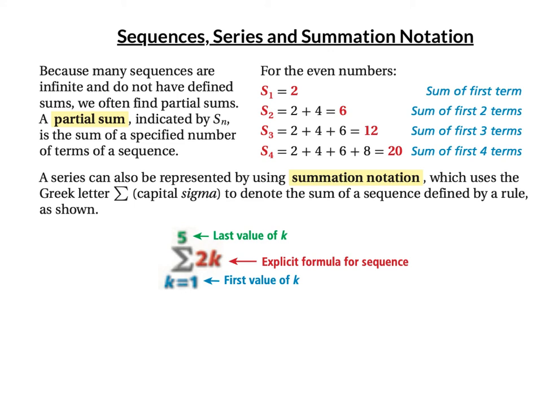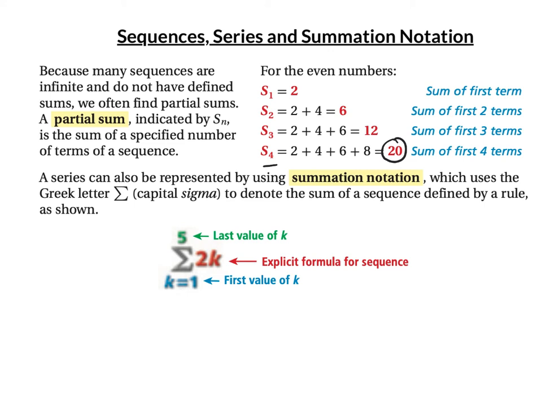When we talk about partial sums, we take a sequence that has an infinite number of terms, and maybe we just add the first four. There are formulas to calculate these types of things based on whether the series is geometric or arithmetic. But S sub 1 means the sum of the first number in the series. In this case, there's only one number, it's 2. S sub 2 means I add two numbers in the series, 2 plus 4 is 6. S sub 3 means I add 3, and S sub 4 means I add 4.